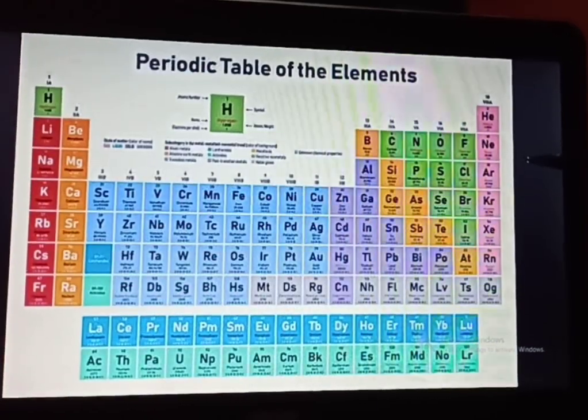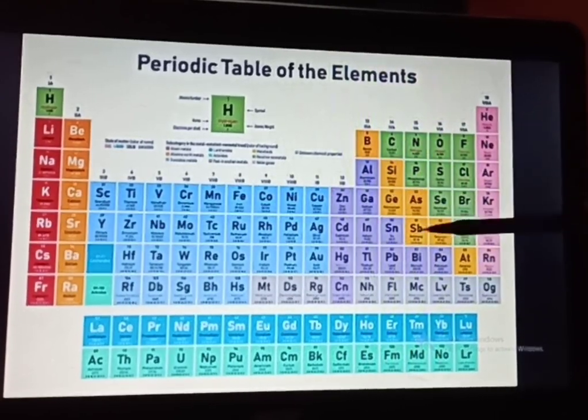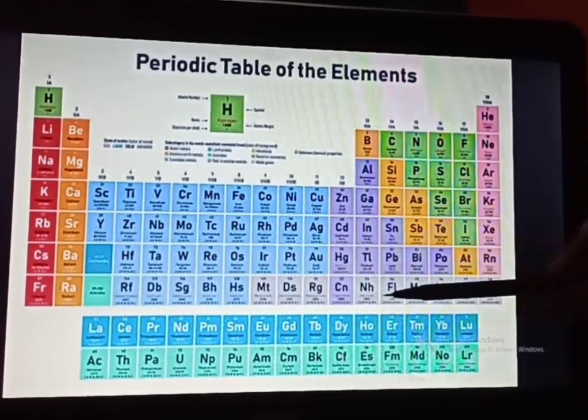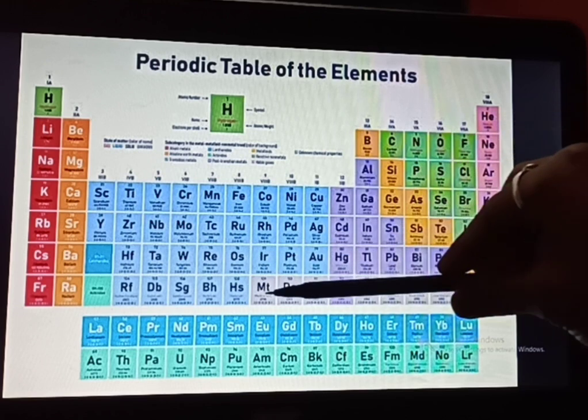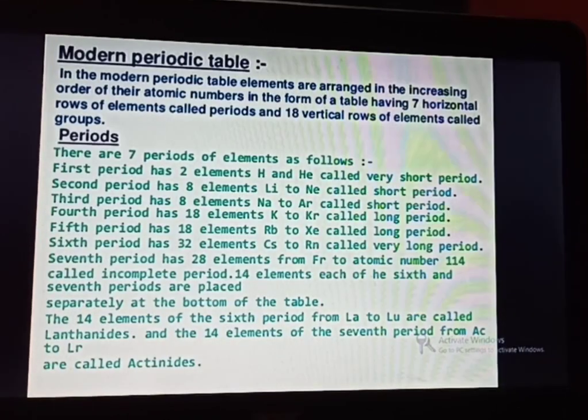So these are the horizontal rows. So there are 7 horizontal rows and 18 vertical columns. The horizontal rows are called periods and the vertical columns are called groups. Now we will discuss periods. So there are 7 periods of elements and we will discuss them now.